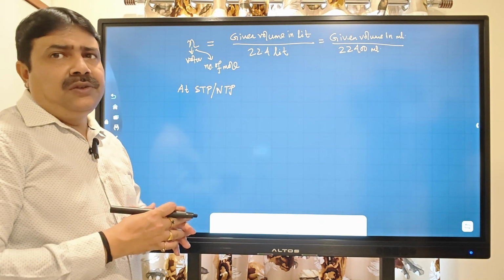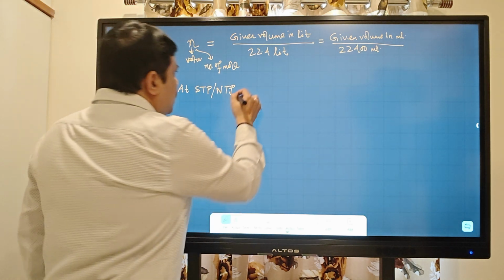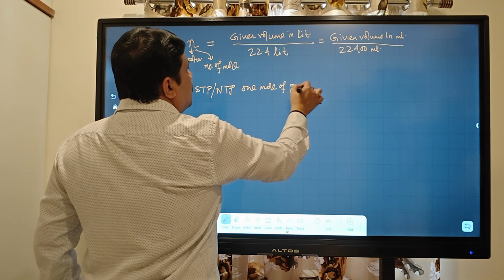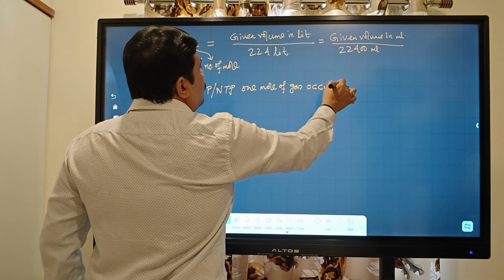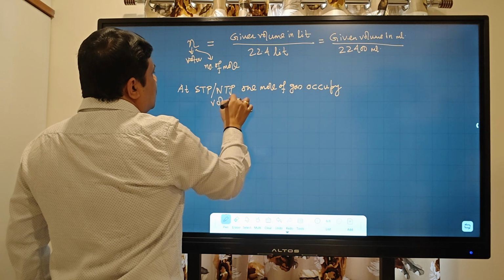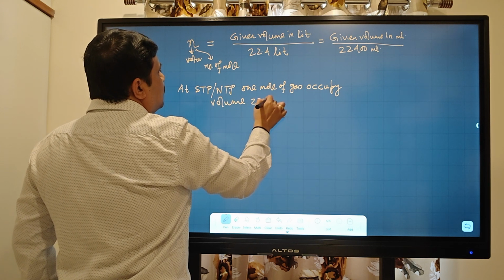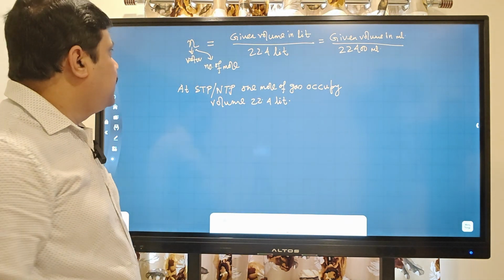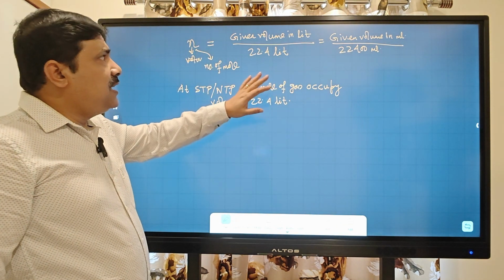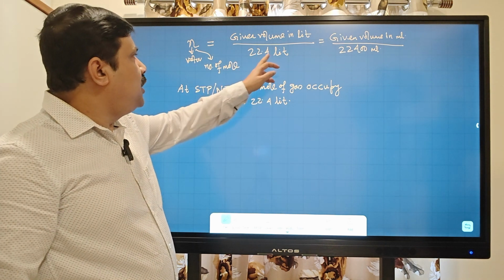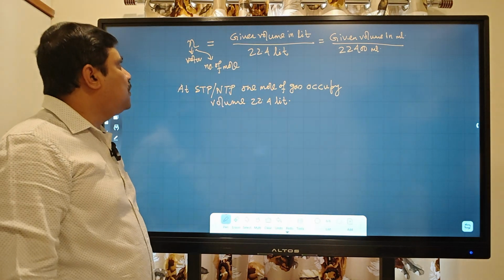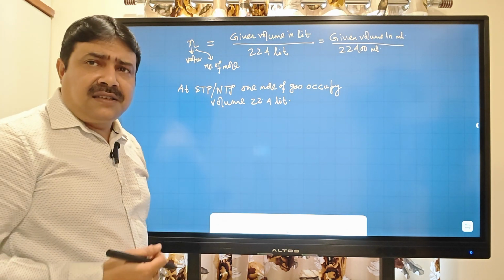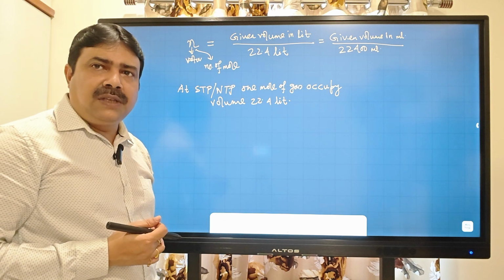But commonly, at STP or NTP, we take 1 mole of gas to occupy a volume of 22.4 liters, or in ml, 22,400 ml. So whatever volume they give in liters, divided by 22.4 liters gives the number of moles of that gas. Suppose I take one problem in terms of this, then I will summarize the things in the form of a Y map, and then we will wind up.